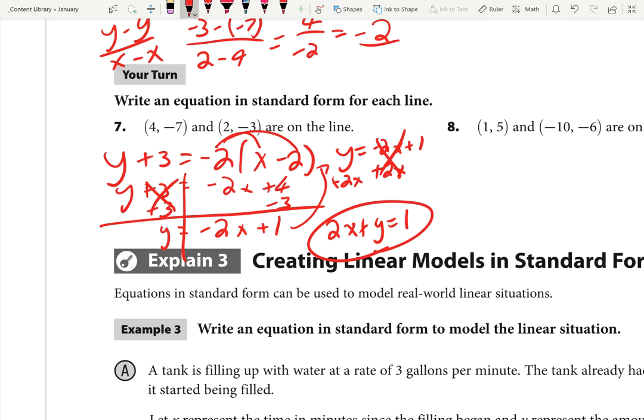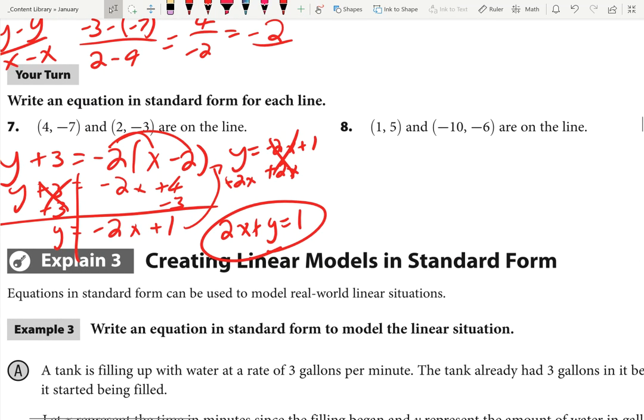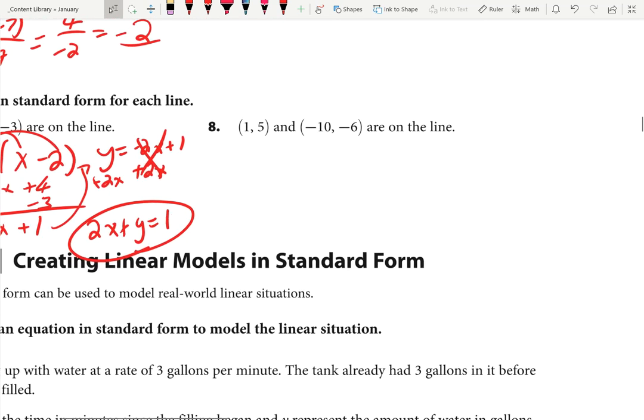Now you'll still get that same answer if you plugged in the other point instead. There's only one correct answer, and that's it. But there is definitely more than one way of getting there. Now if you want to pause the screen, try number 8, go for it. I think you can handle it, but if you want to watch me work it out, let's do that too.